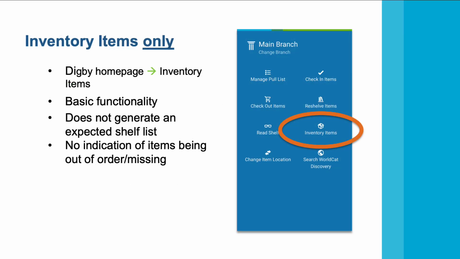Choose inventory items when your goal is to confirm that items have been seen. This workflow allows you to scan items and update their inventory information, helping you track when items were last accounted for. However, it does not provide a shelf list or help you review shelf order and accuracy. Use this option when you need to record item presence, not verify placement.